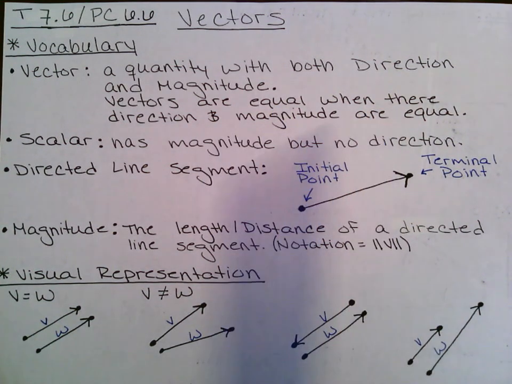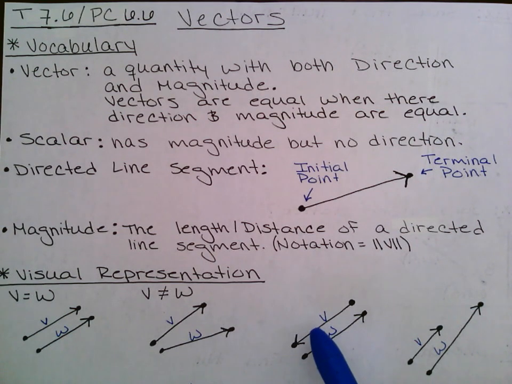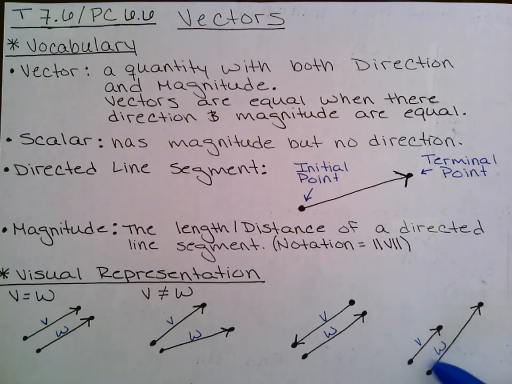equal. So let's take a look at these visuals down here. These two vectors are the only two out of these 4 scenarios that are equal because they're going in the same direction and their magnitude, their length, is the same. Now look at these three. The vectors, vector v and vector w, are not the same. Here their length, their magnitude, is the same, but they're not going in the same direction. Here they look identical, but the arrow indicates that they're going in opposite directions. I'll talk a little bit more about that drawing in a moment. Here they are going in the same direction, but their magnitude, their lengths, are different.